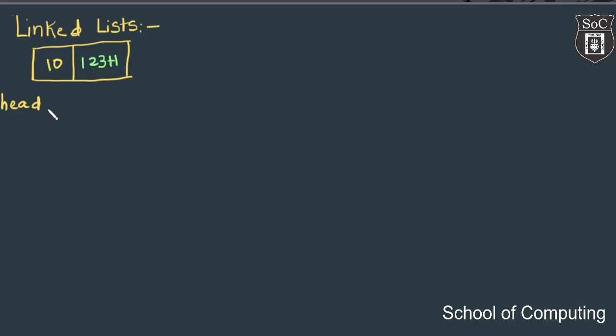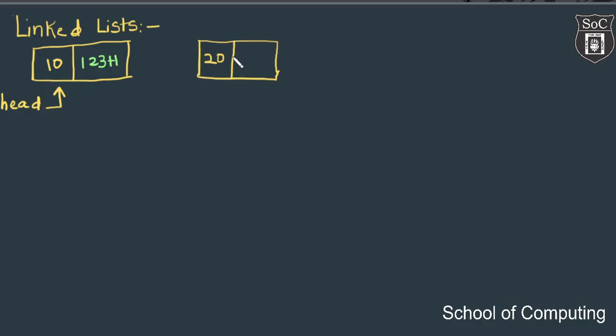So when a node gets created for the first time, when no node is existing, head will be null. But when a node gets created the first time, head will be pointing to the first node. Friends, always head should point to the first node. Now, for example, I wanted to insert one more node. So second node I am inserting. Let us say the data is 20.